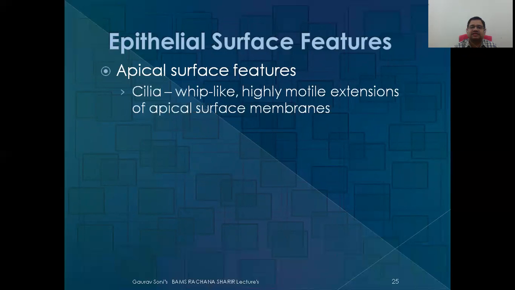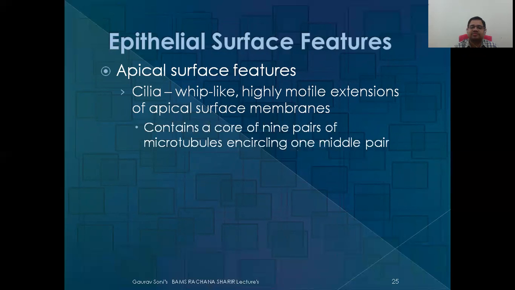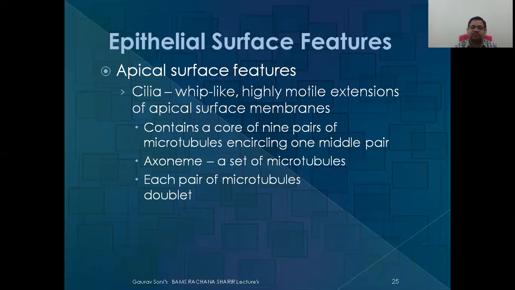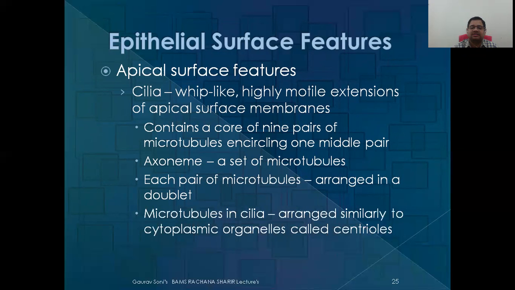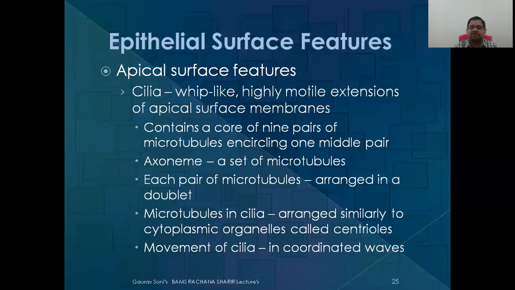Apical surface cilia can be whip-like, highly motile extensions of the apical surface membrane. They contain a core of nine pairs of microtubules encircling one middle pair, the axoneme, a set of microtubules. Each pair of microtubules is arranged as a doublet. The microtubules in cilia are arranged similarly to the cytoplasmic organelles called centrioles. Movement of cilia is always in a coordinated, wave-like manner.